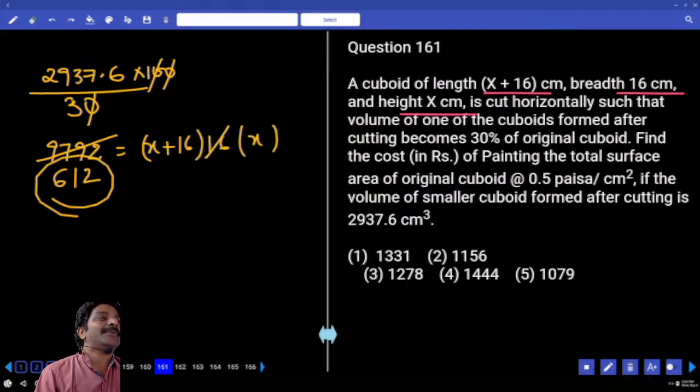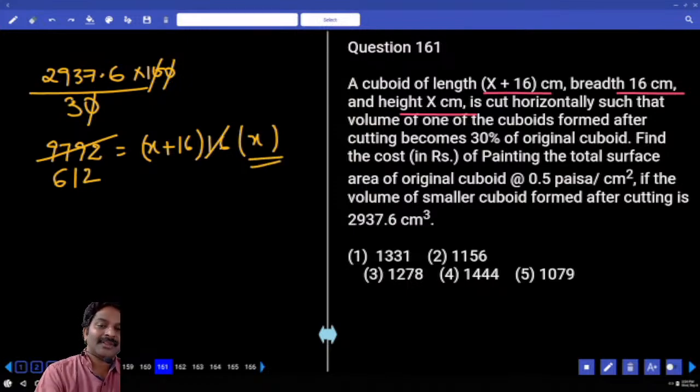Is it a 9 multiple? Come on. So one of these two numbers must be 9 multiple only. Let me start taking x is equal to 9. If this is 9, 9 plus 16, 25 for 9 times, our number is much more than that. Yes or no? So now what I'll do, x value instead of 9, I'll start taking 18.